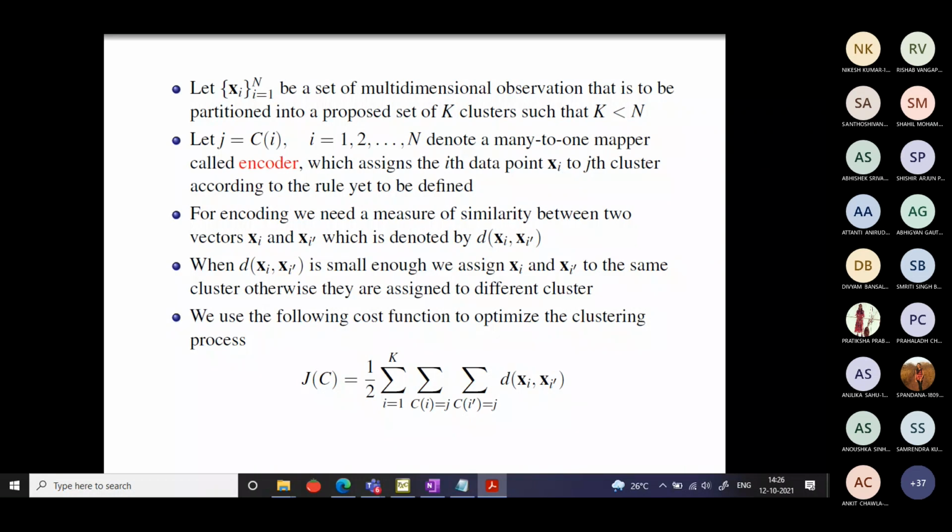So now suppose we use the following cost function to optimize the clustering process, J(C), based on this encoding function: 1 by 2, sum over i equal to 1 to K, where K is some number of clusters. Then we have the i-th component, if it meets a certain requirement, mapping to cluster j, and i prime, if it maps to the same cluster j, based on whether the value is small or not. So d(xi, xi prime), we have to see what is the nature of d.